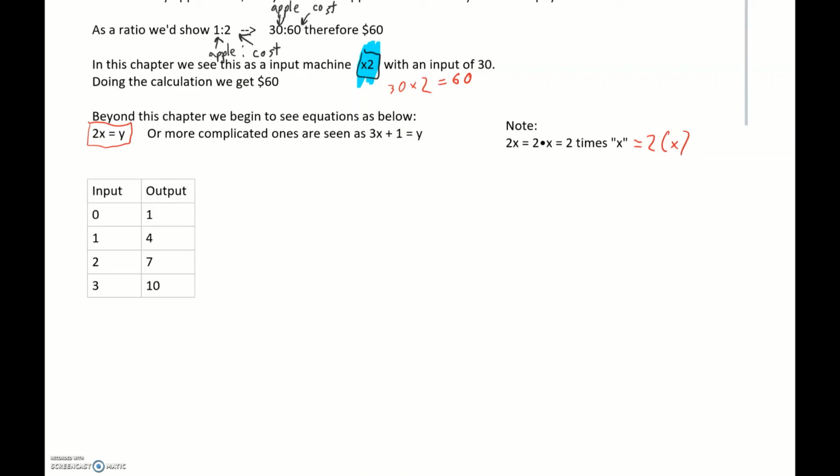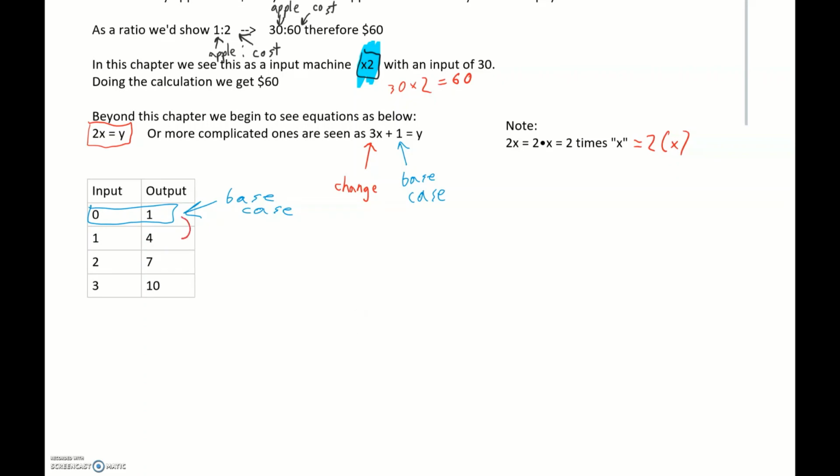And more complicated ones are seen as 3x plus 1 equals y. And this is what we're going to be looking at as well, or we already talked about this in class, hopefully. So 3, we're going to call this the change. And 1 is the base case. So base case is where the input is 0, the output is 1. So that's the base case.